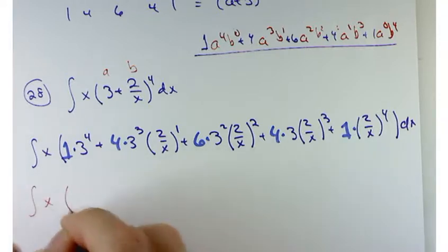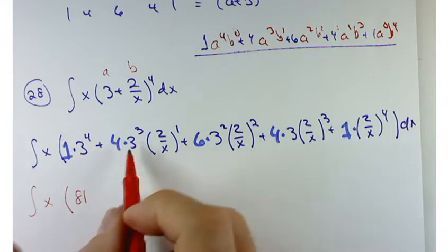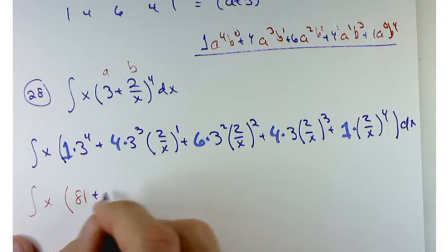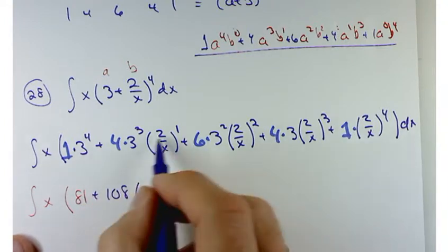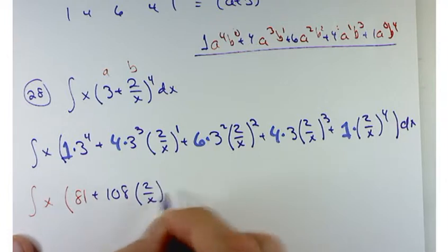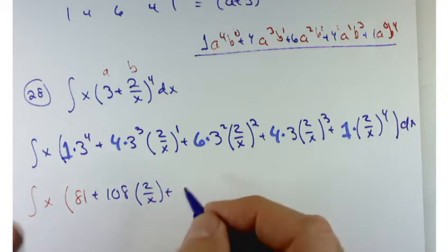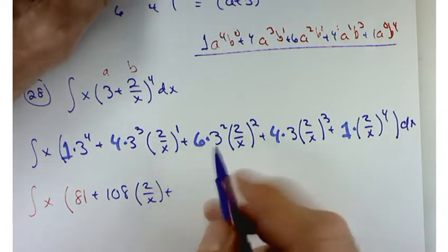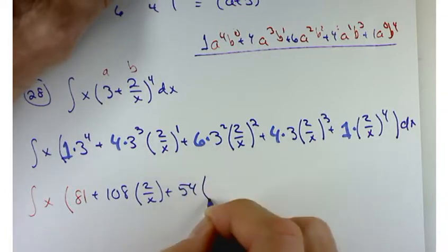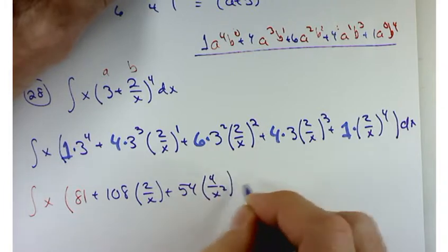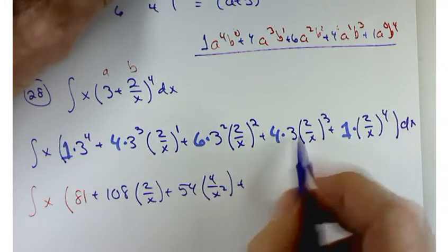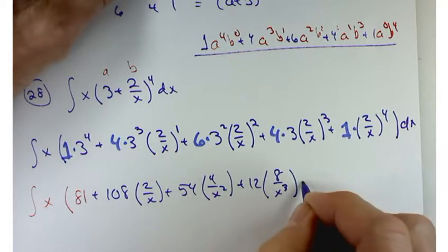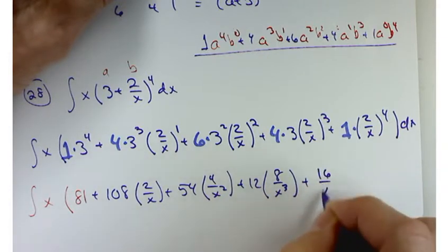So, the integral of x, that's going to be 81. 4 times 27 is 108, plus 108 times 2 over x, plus, that's going to be 6 times 9 is 54, times 4 over x squared, plus 12 times 8 over x cubed, plus 16 over x to the fourth.